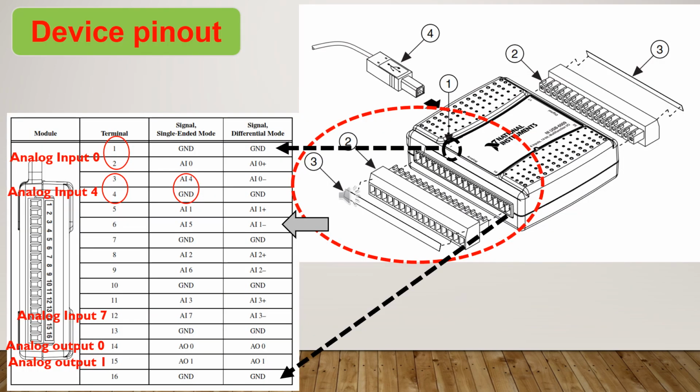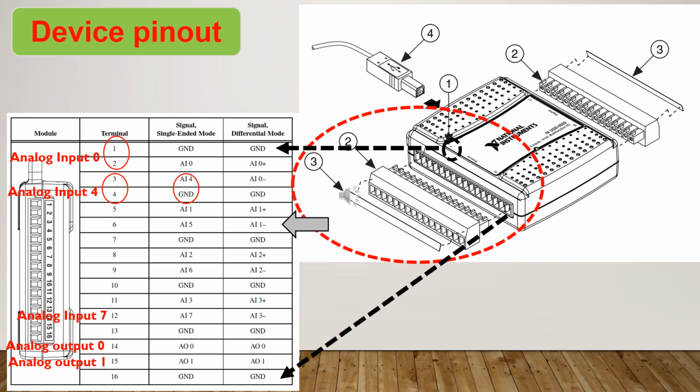In this slide, I want to explain the device pinout. In the left-hand side table, we have terminal and analog input, and in the right-hand side, we have a picture of the data acquisition USB-6009. In the table, you can see AI0 or analog input 0. The terminal numbers are 1 and 2. Terminal number 1 is connected to ground, and terminal number 2 is connected to the analog signal.